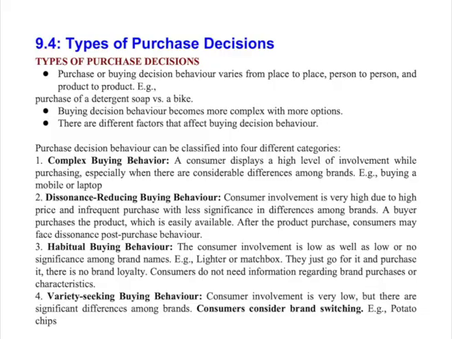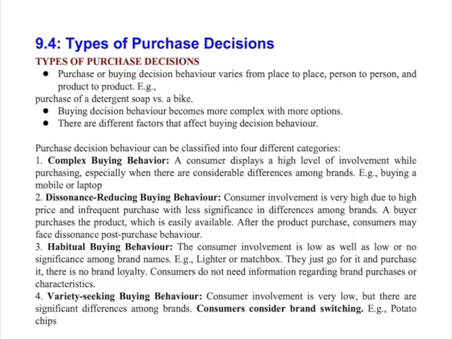That means I have already purchased a product which is easily available, but after purchasing it, the customer is facing certain post-purchase dissonance, or unhappiness or dissatisfaction over the product. Then the third one is habitual buying behavior. Here, I am purchasing, say, a matchbox, a lighter or a toothpaste. I buy it month on month or regularly, so I don't put too much effort into the buying process. At the same time, we have a fourth format of customers who seek variety.